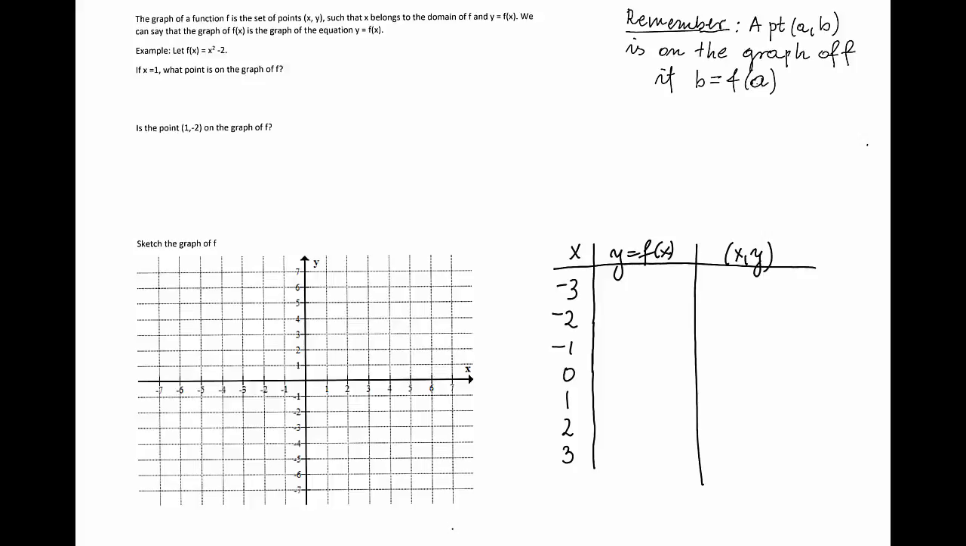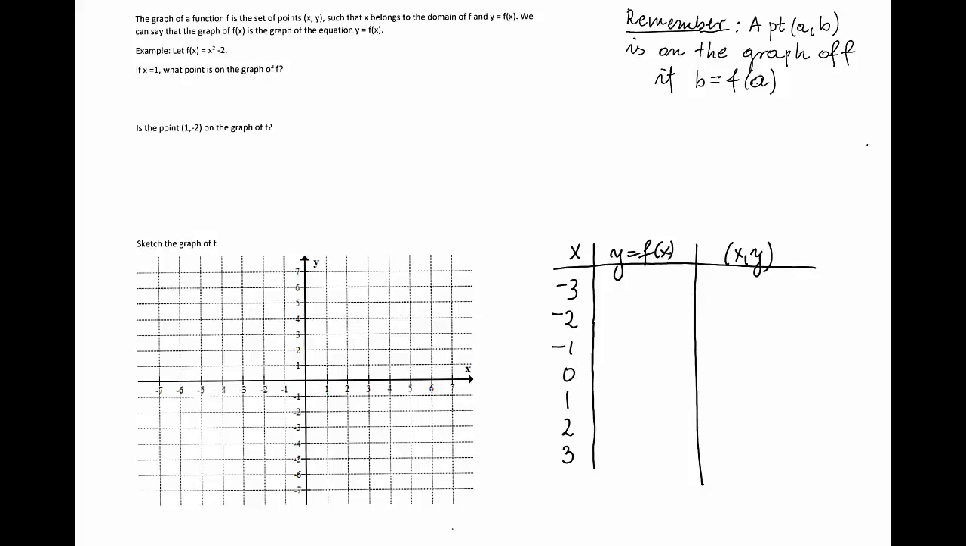The graph of a function f is the set of all the points x and y in the coordinate system such that x belongs to the domain of f and y is a value of the function at x. Now let's consider a particular example.